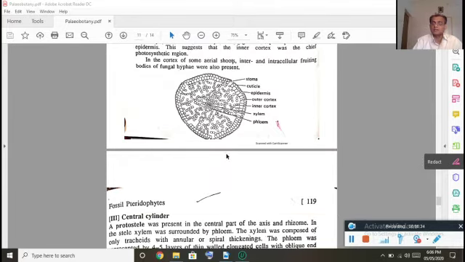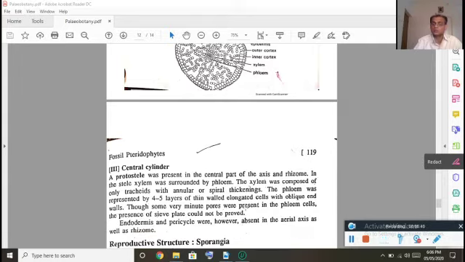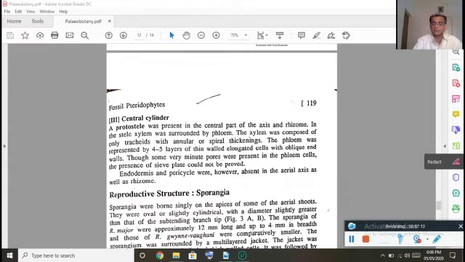Coming to the stele region, otherwise called the central cylinder, it is occupied by a protostele. Students, you already know the meaning of a protostele. A stele without pith is called protostele. A single xylem element is present, surrounded by a few elements of phloem. That type of simple protostele is present in the center. However, structures like endodermis and pericycle are not clear. So this is about the simple anatomy of the Rhynia stem.